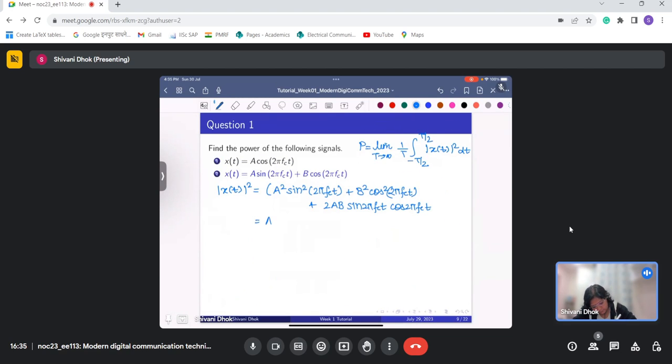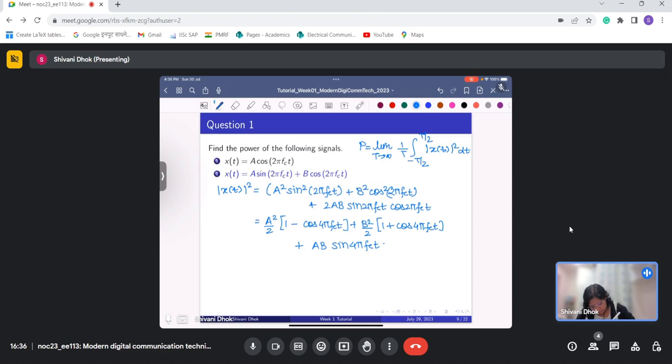So I'll do that. So what we have here is a square by 2 inside the bracket 1 minus cos 4 pi fct plus b square by 2 1 plus cos 4 pi fct. Similarly, this 2 sin 2 pi fct cos 2 pi fct I can write as sin 4 pi fct. So what we have here is plus AB sin 4 pi fct.